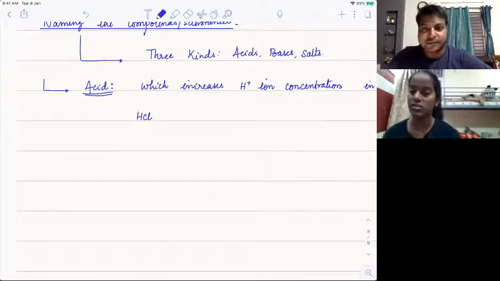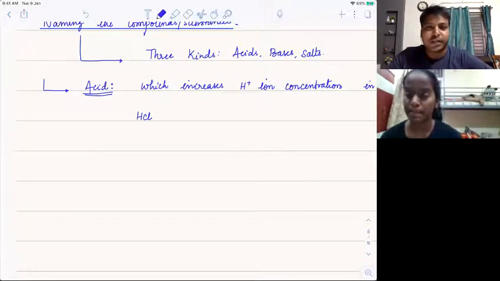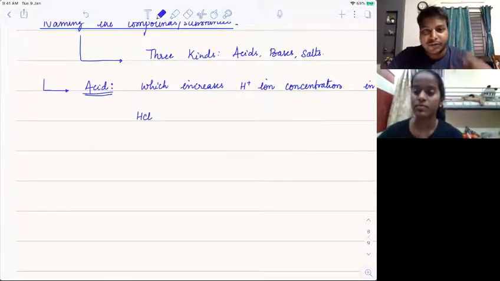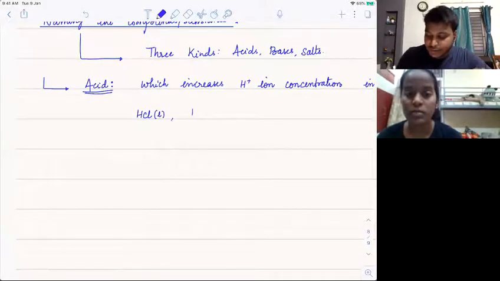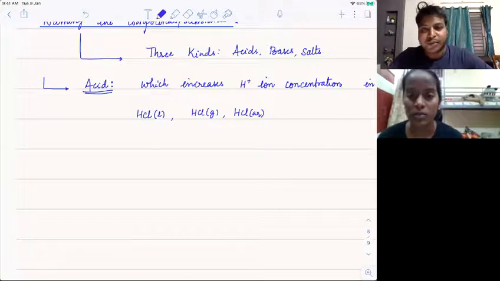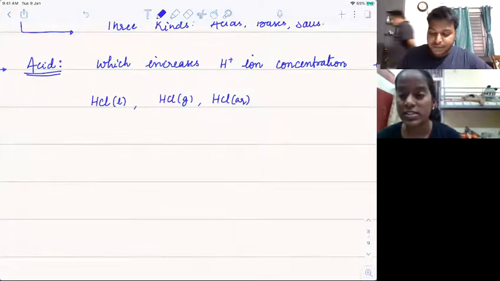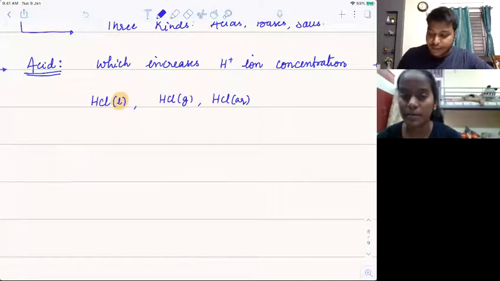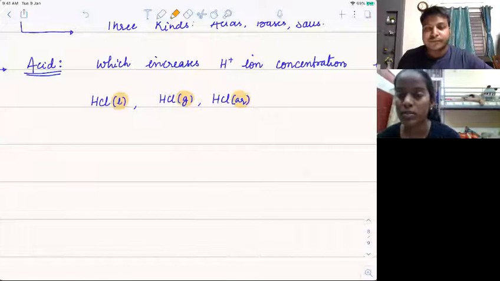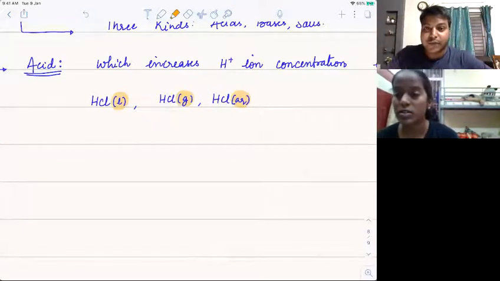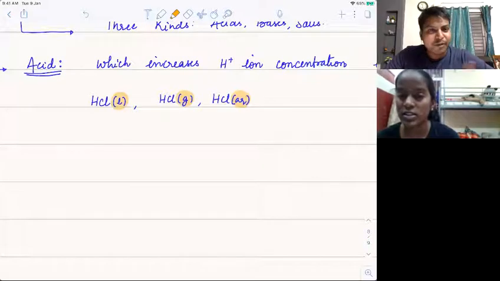Yes, HCl is an acid. Now it's a very tricky question. The minute I ask you about HCl, first of all, you need to see how it is represented. HCl can be represented as this, this, or this. What does this bracket represent? When we write something in bracket, L means it is in liquid state. G means it is in gaseous state. AQ means aqueous.